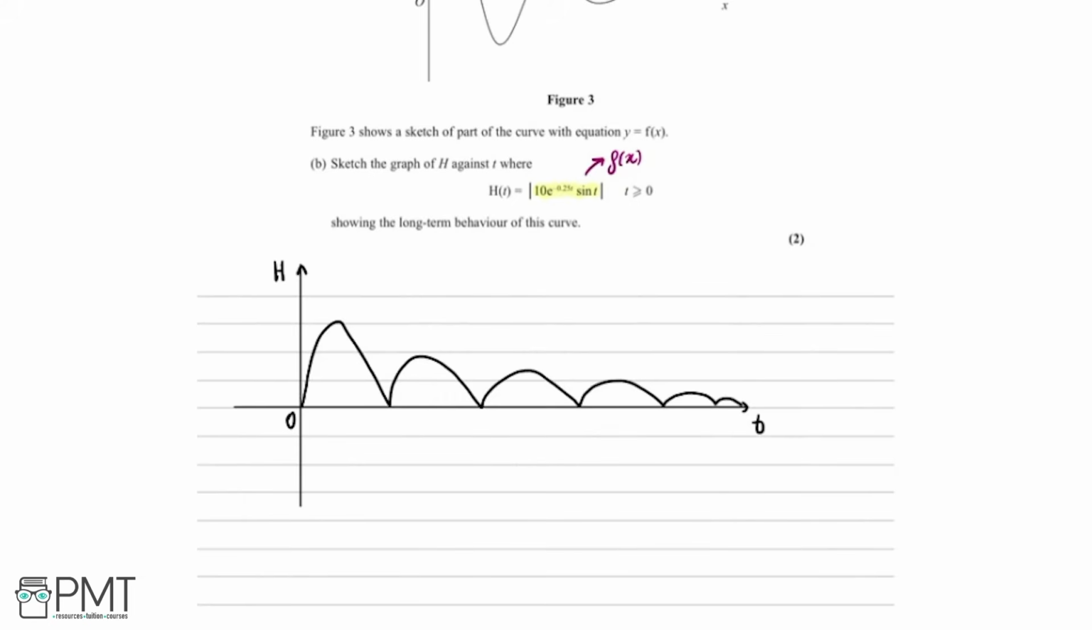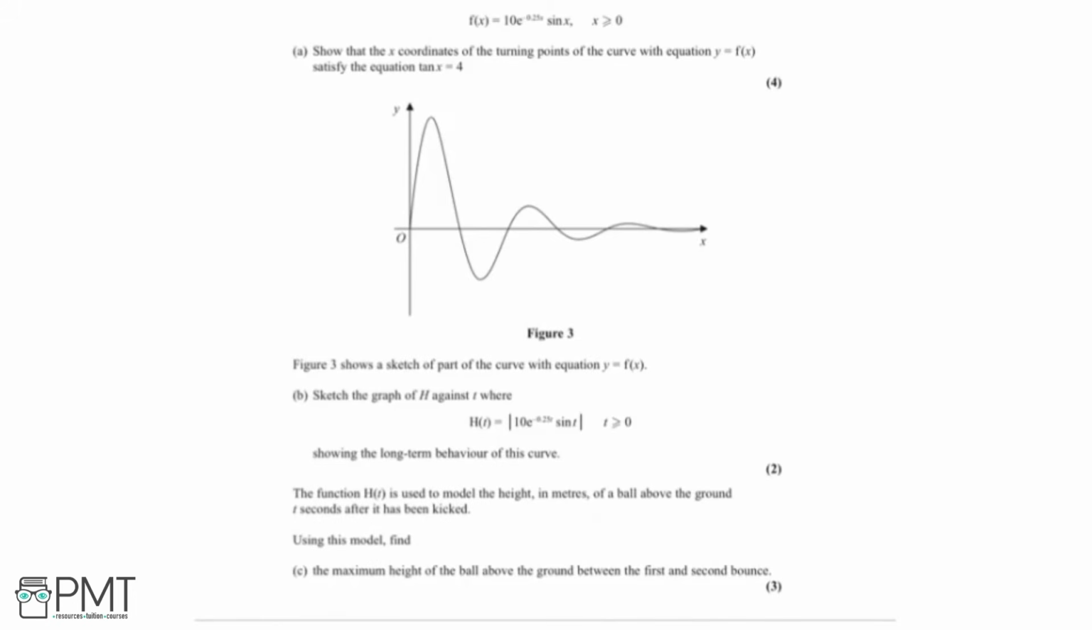And that will make sense why that's important later on in part D. Taking a look to see where we get the marks, we get 1 mark for the correct shape, and the second mark for there being decreasing heights. So now look at part C.